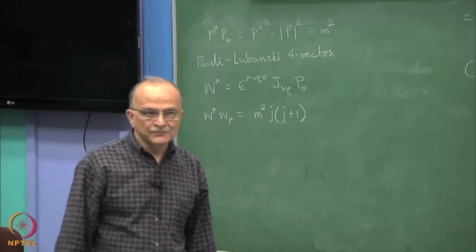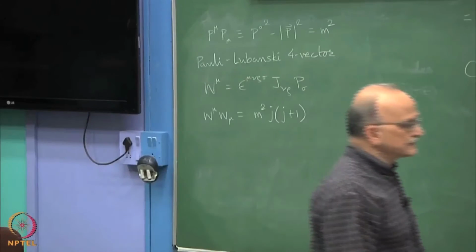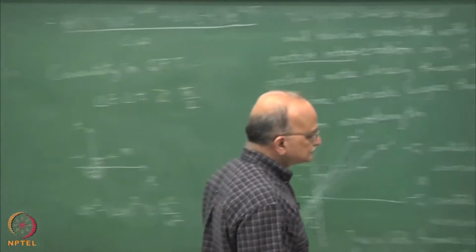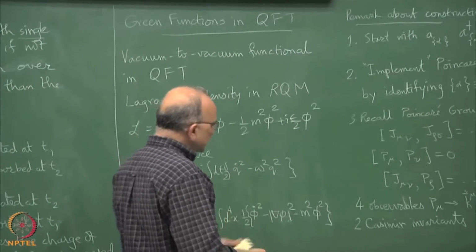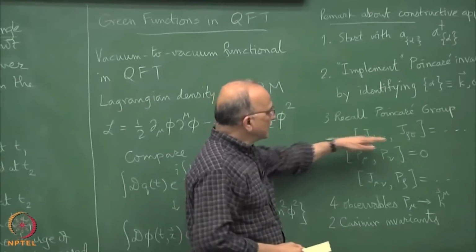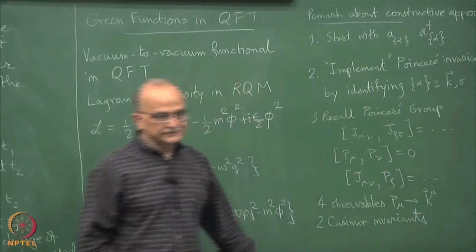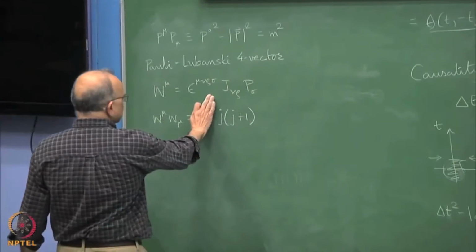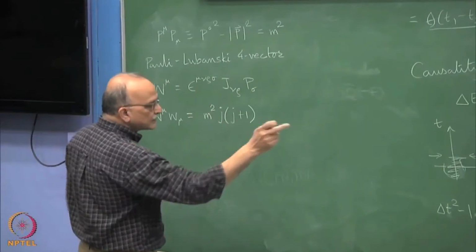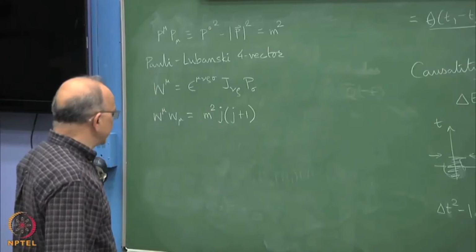Where j would be the Casimir invariant of only the rotations. The j into j plus 1 is exactly the same as would have been there if you had not put in translations.